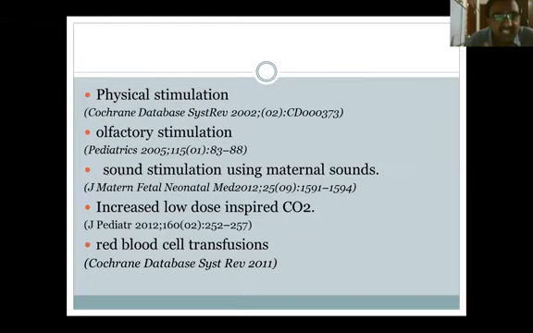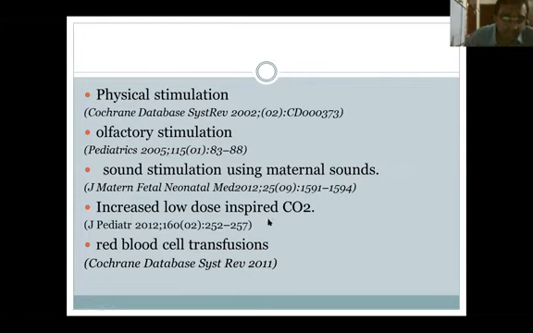For example, physical stimulation, first step, the respiratory efforts will be there. Then comes olfactory stimulation. These are the studies I have gone through. But commonly we may do physical stimulation, sound stimulation using maternal sounds. Studies have found that these reduce the incidence of apnea of prematurity. And one more interesting is increasing low respiratory carbon dioxide, so that the CO2 range is maintained.